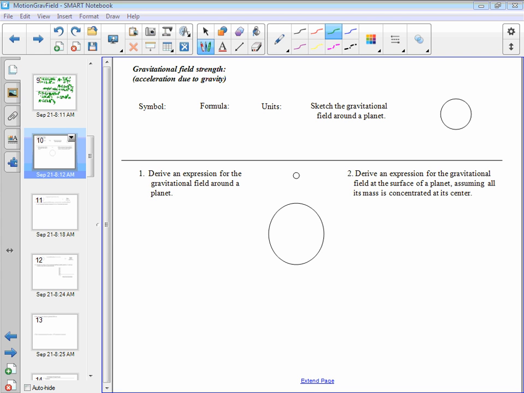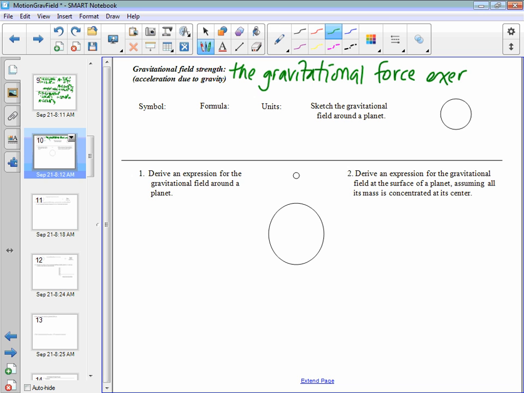Okay, now we're going to talk about gravitational field strength. So the gravitational field strength is the gravitational force exerted per unit mass on a small point mass.